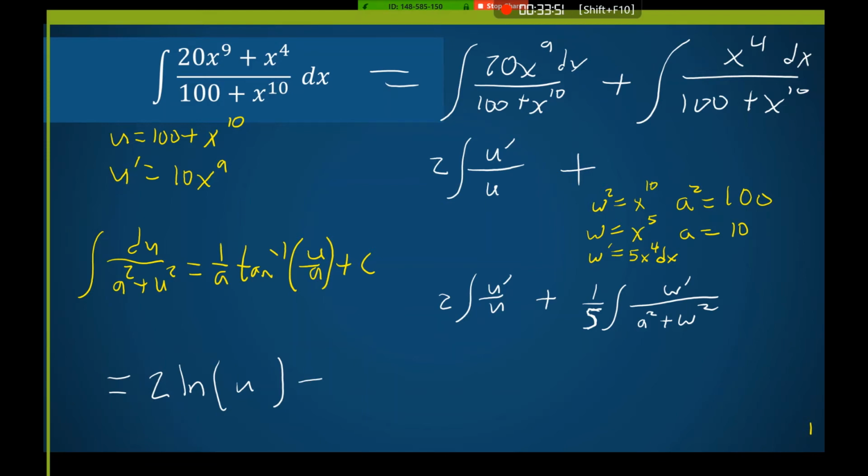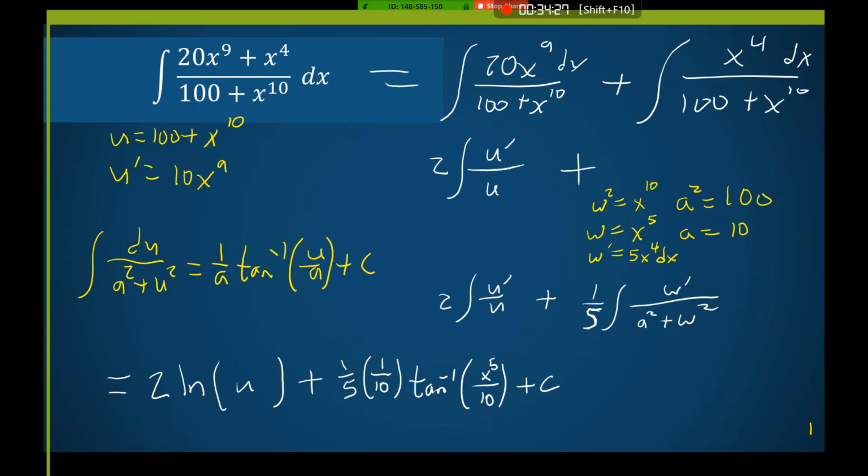Okay. Plus, how about this part? Plus 1 over 5 times 1 over a. Okay, what is a? 10. 1 over 10. Okay, times... I think this is where we do the tangent thingy. Yep, arctangent. So, arctangent x to the power of 5 over 10. X to the 5th over 10, perfect. Plus C. Plus C. Awesome.